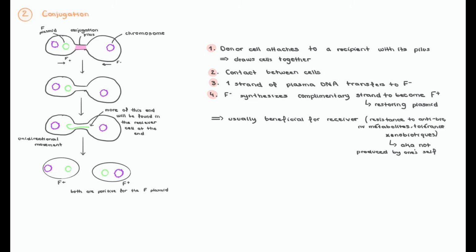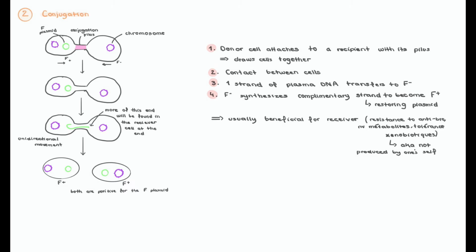So that's that little pink bit that I highlighted in there. Now, say the bacterial cell on the left has this plasmid, what we talked about before, the independent piece of DNA, called the F plasmid. So it has this F plasmid, and we're going to call this cell F plus, positive for the F plasmid, and the one on the right, as you can see, doesn't have it, so we're going to call it F minus.